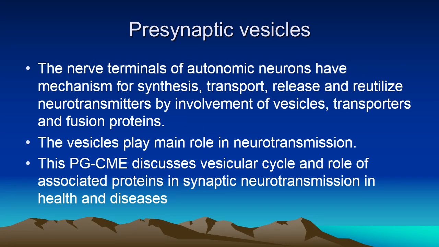The nerve terminals of the neurons, as we all know, have a mechanism for synthesis, transport, release, and reutilization of neurotransmitters by vesicles. So vesicles are specialized organelles having such mechanisms because of transporters and proteins. The vesicles thus play an important role in neurotransmission. This will be discussed in this.